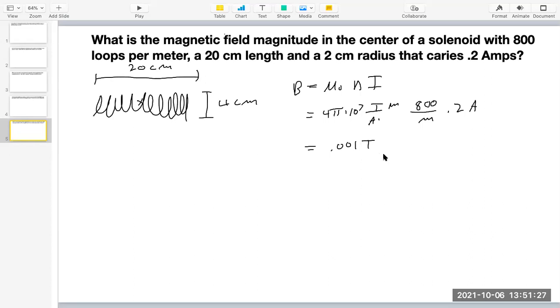Professor, that 10 to the 7th, shouldn't it be 10 to negative 7th? Oh, yeah, that minus sign should be there. Thank you. Yeah, the answer reflected it. The minus sign definitely was not there for you.